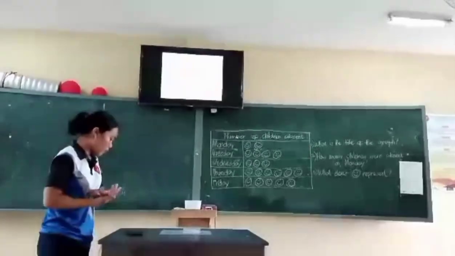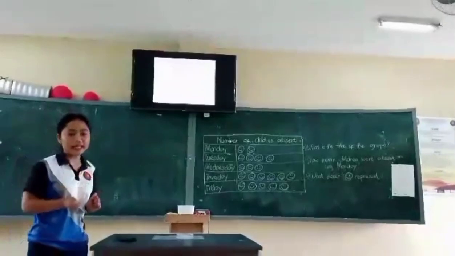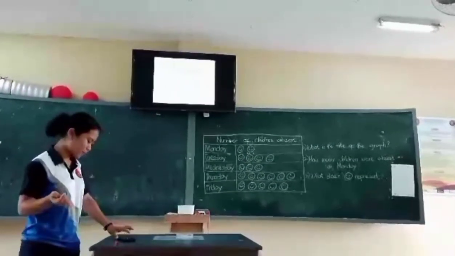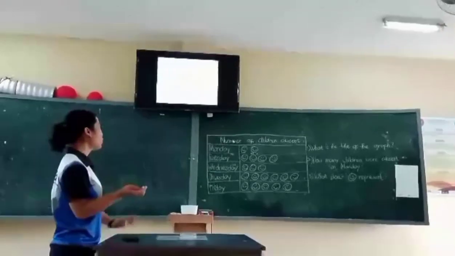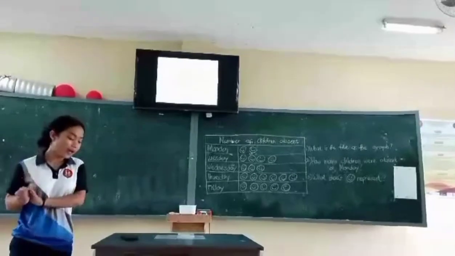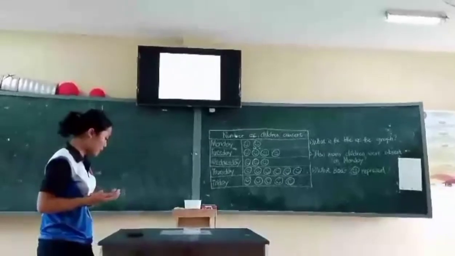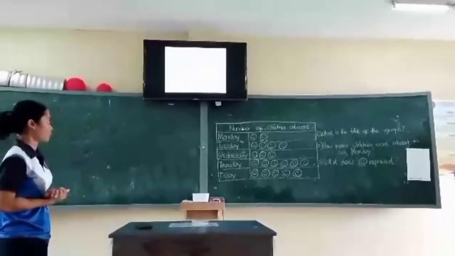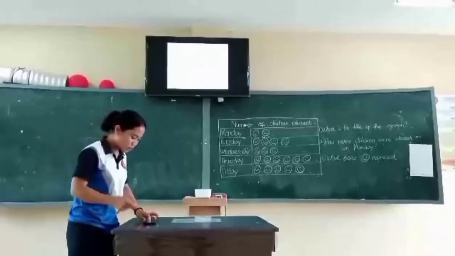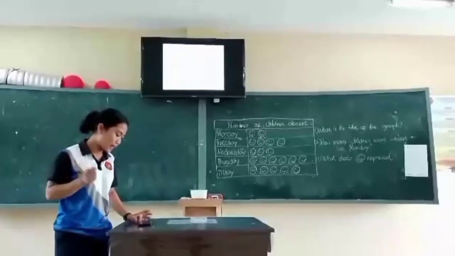Question number 2. Which day did he sell the least pizza? Which day has the fewest pizzas? So let's look at the table. Very good! Wednesday! So on Wednesday, how many pizzas? 5, 10, 15, 20. Very good! So 20 pizzas were sold on Wednesday.